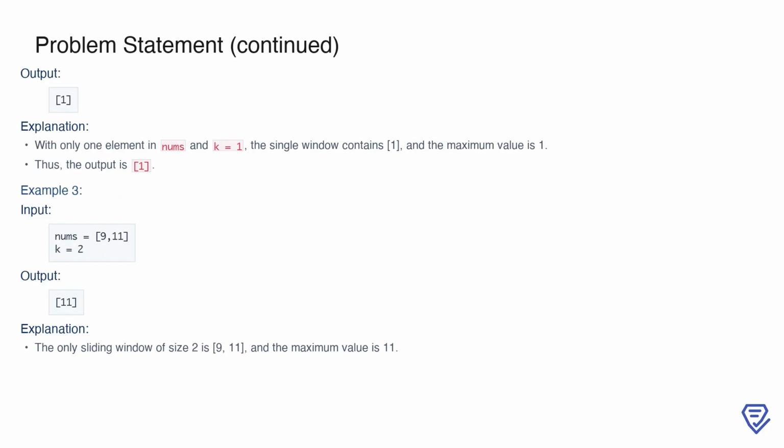Let's look at another example. Here, nums contains just one element, 1, and k equals 1. The output is 1. Since the window size matches the array length, the only window we have is 1, and its maximum is simply the single element 1. So the result is 1. This example highlights how the problem handles the smallest input sizes.